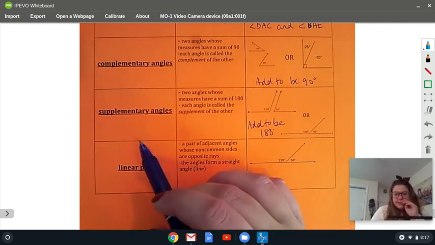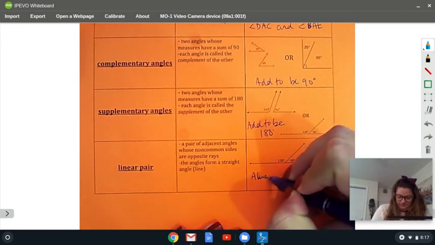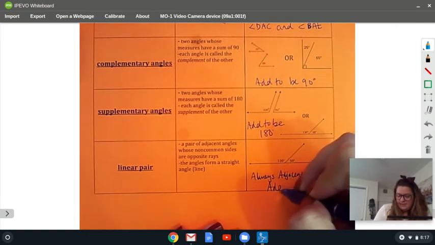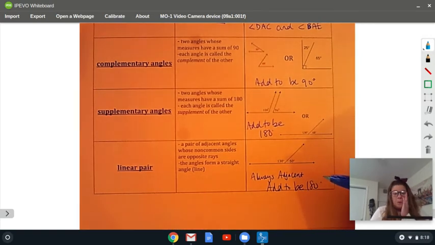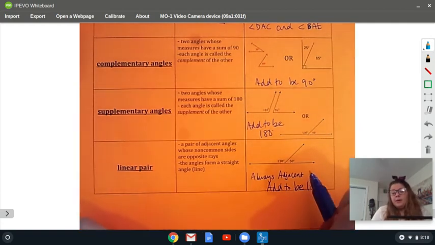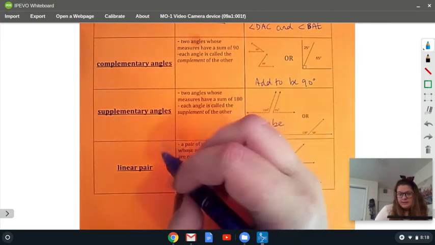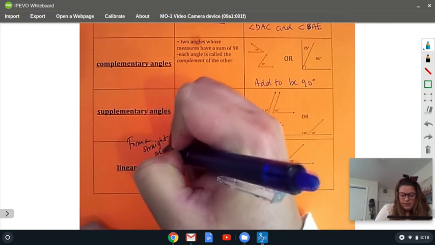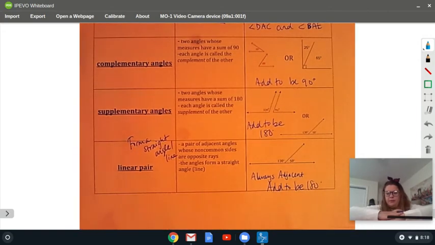A linear pair is super similar to supplementary angles. The major difference is that it's always adjacent. It also adds to be 180, so that's what it has in common with supplementary. But supplementary angles could be two angles separated, while with a linear pair, they're always together, adjacent like this. Linear pairs and supplementary angles always form a straight angle or line. And that's the 180 degrees, a straight line.